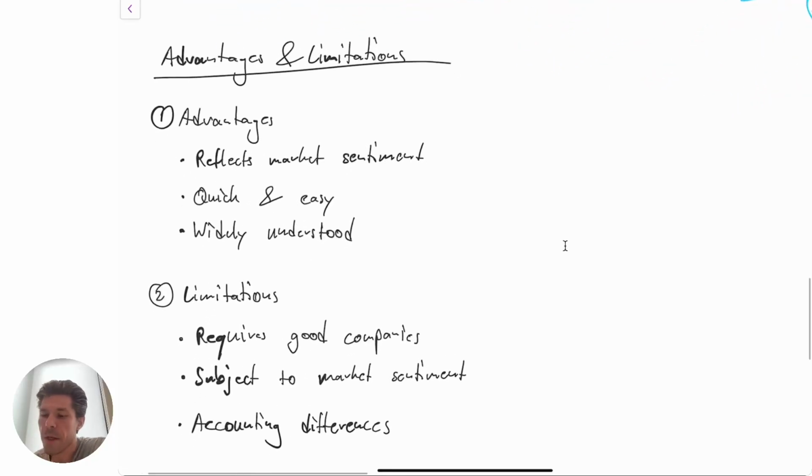What are the advantages and limitations? First, as said, it reflects market sentiment because we're using market data from other companies. It actually captures actual pricing, which sometimes can be good and sometimes not, but at least it reflects market sentiment. It's quick and easy, as we just saw. You didn't need to do Excel modelling, it's quite simple, and it's widely understood. You can communicate it very easily. The numbers are simple.